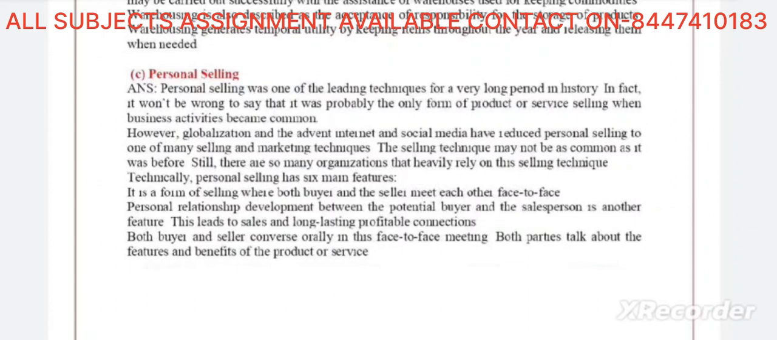Still, there are many organizations that heavily rely on this selling technique. Technically, personal selling has six main features. It is a form of selling where both the buyer and the seller meet each other face to face.